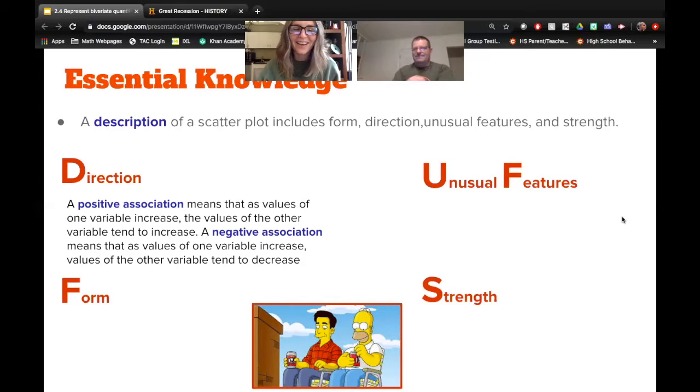Whatever. This way. If the graph is going that away, that's a positive association. It means as the explanatory variable gets bigger, the response variable gets bigger. It's a positive slope. You can call it slope. That's fine. I'll take it.